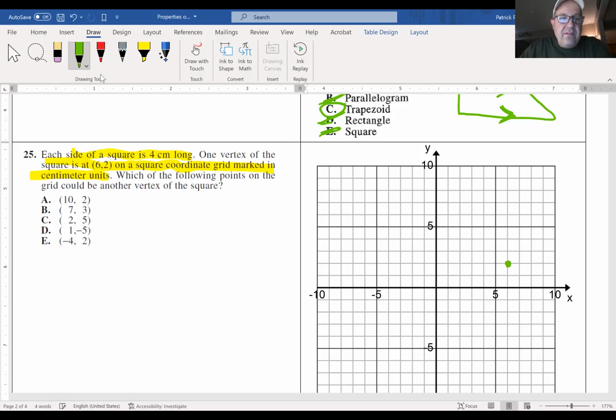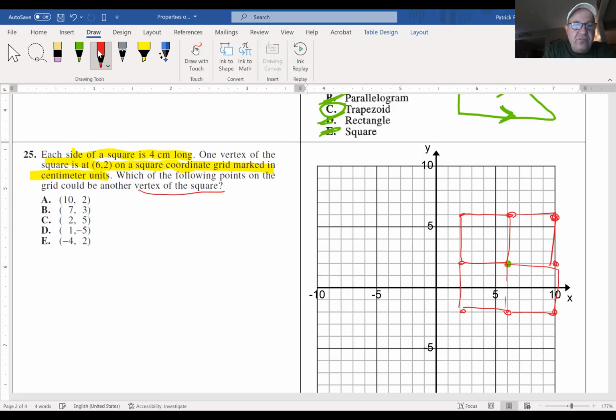So the deal is we need to figure out what could be another vertex of a square. Well, if that's the corner of a square and each side has a length of 4, we could have a square up here, right? Or we could have a square here using that, or a square down here. We could have like that square or this one. These are simple ones, right? But there could be more bizarre ones.